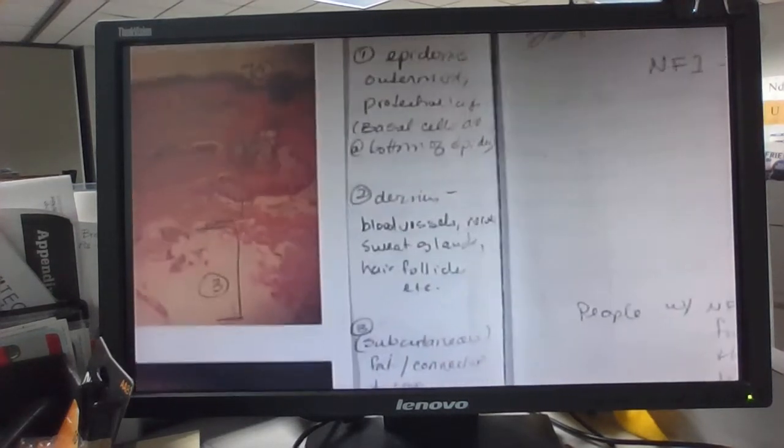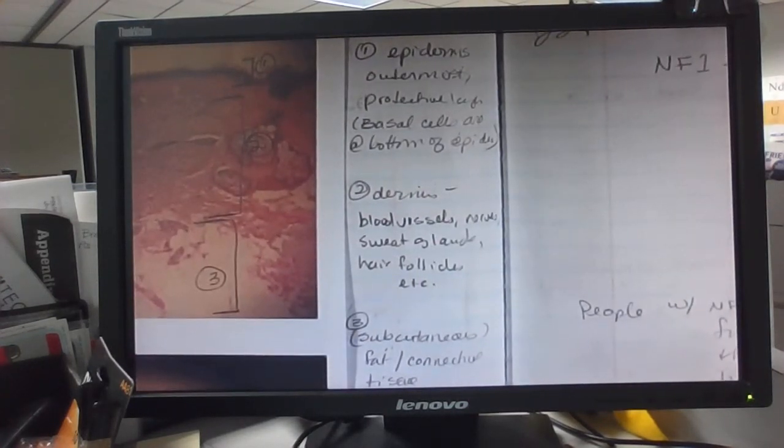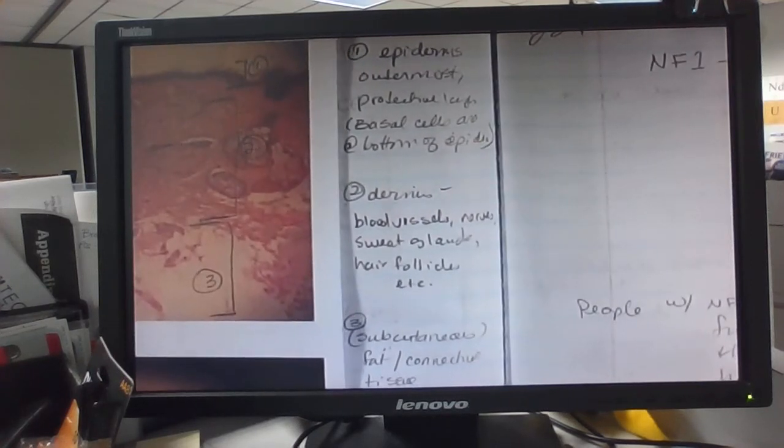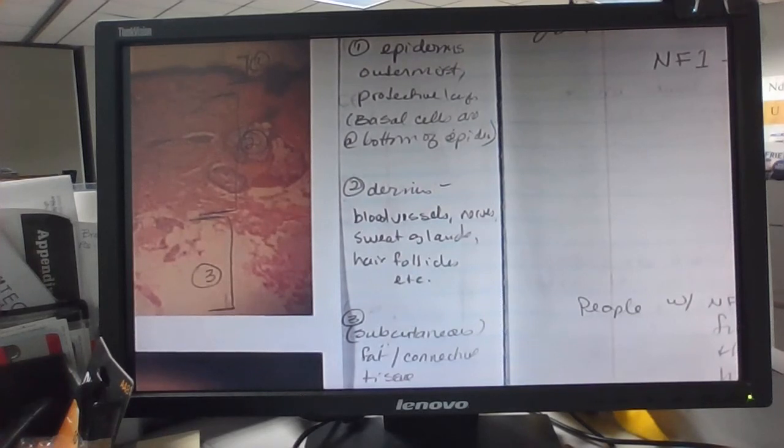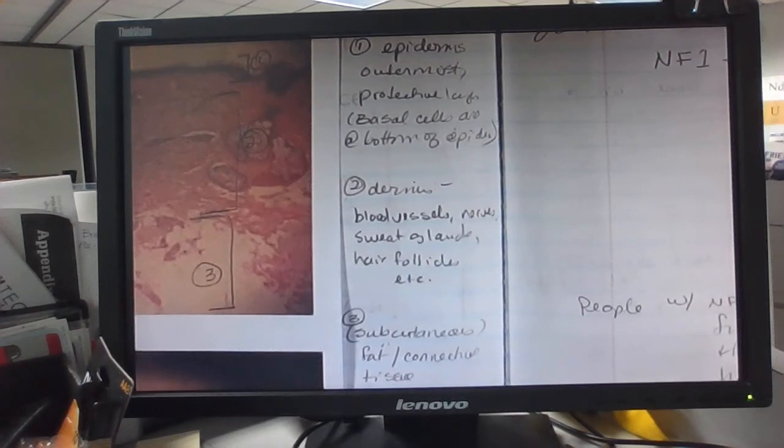Okay, so the first layer is the epidermis. It's the outermost protective layer. In reference to the basal cell carcinoma in 221, the basal cells are at the bottom of the epidermis. Dermis is that middle layer. It's got blood vessels, nerves, sweat glands. The third layer is the subcutaneous layer. Fat, connective tissue.